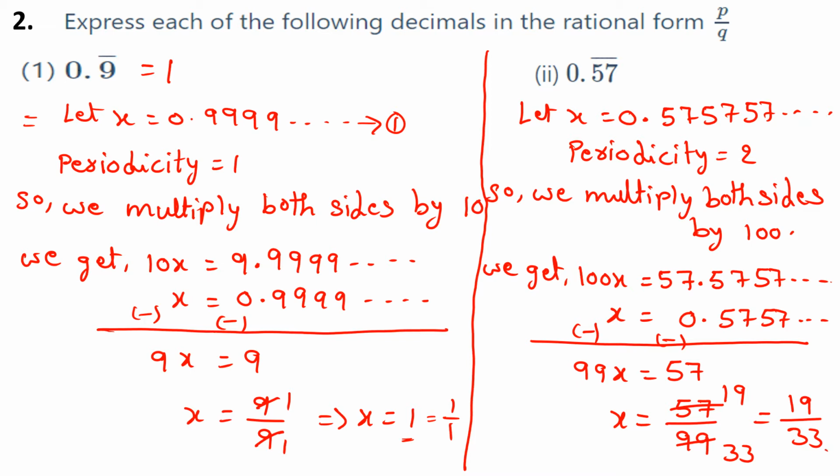Now it is in P by Q form, right? Okay, like that we should write non-terminating repeating decimals in the P by Q form. Okay, children, let us see one more.